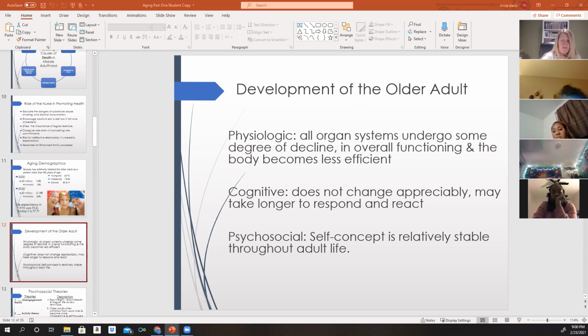And then psychosocial, their self-concept is relatively stable throughout their adult life. The older adult who has a strong sense of self-identity and has successfully met challenges earlier in their life will probably continue to do so. So they always say that if you work in hospice, when people die, they usually handle their death like they did their life. So if they're very strong and they were just go, go, go, go, go, that's probably how they're going to handle their death. It's the same thing with developmentally, how they get older. That's how they handle it, how they were in their younger years.